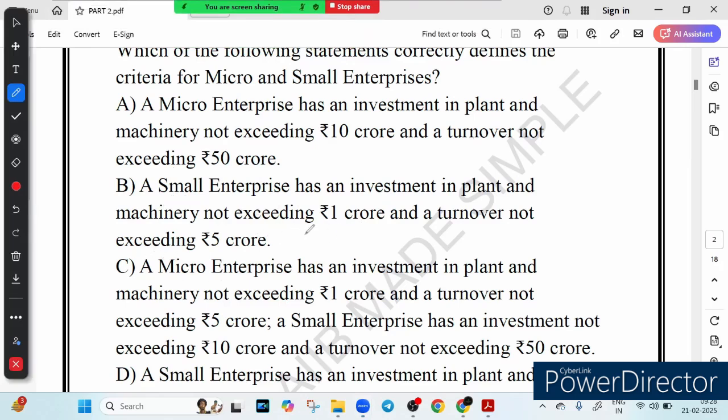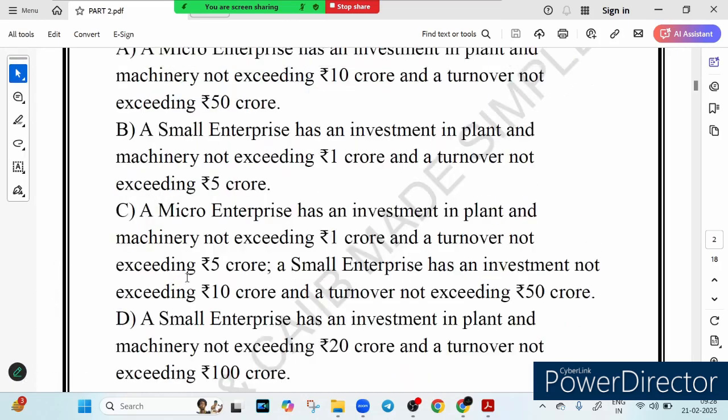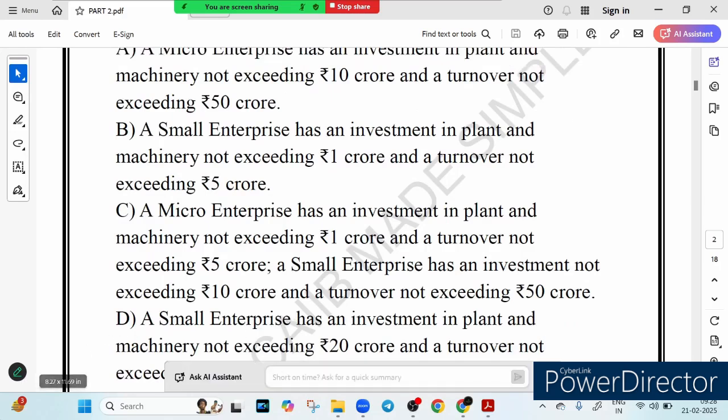Option C, a micro enterprise has an investment in plant and machinery not exceeding 1 crore and turnover not exceeding 5 crore, and a small enterprise has investment not exceeding 10 crore and turnover not exceeding 50 crore. That is option number C. Option D, a small enterprise has investment in plant and machinery not exceeding 20 crore and turnover not exceeding 100 crore. So what do you think is the correct answer?